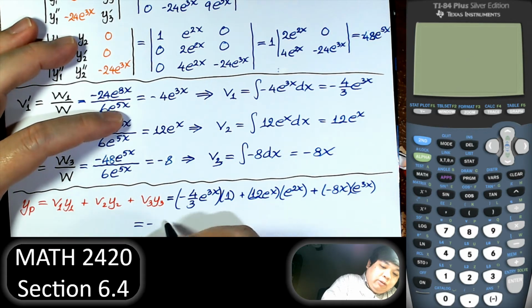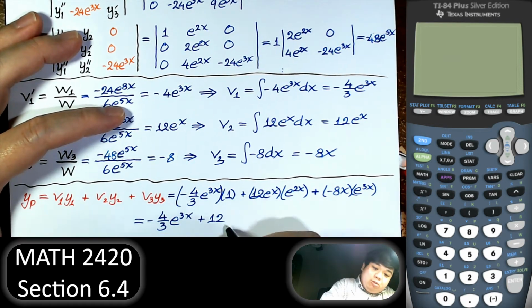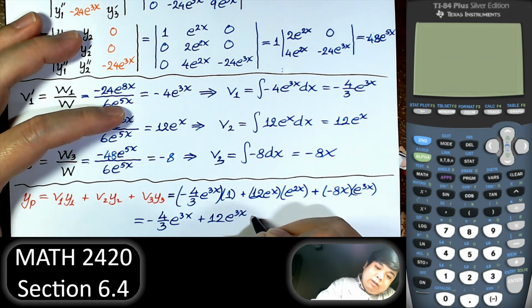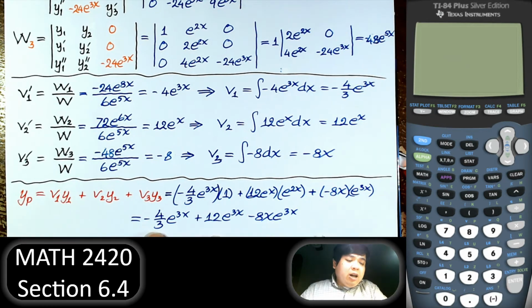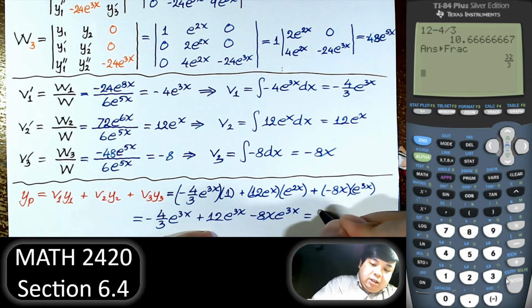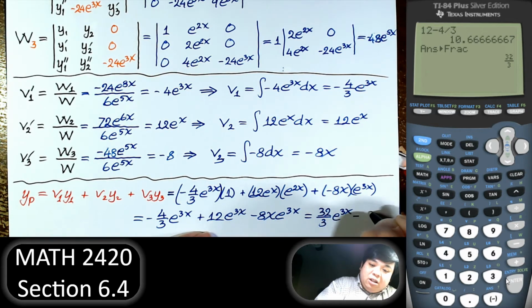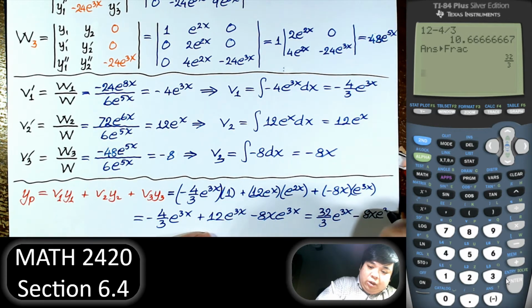So that gives us negative 4 over 3 e to the 3x. Multiply this, give us 12x and 2x. Add the exponent e to the 3x and minus ax e to the 3x. Right? These are like terms. 12 minus 4 over 3, I get fraction 32 over 3 e to the 3x minus ax e to the 3x.